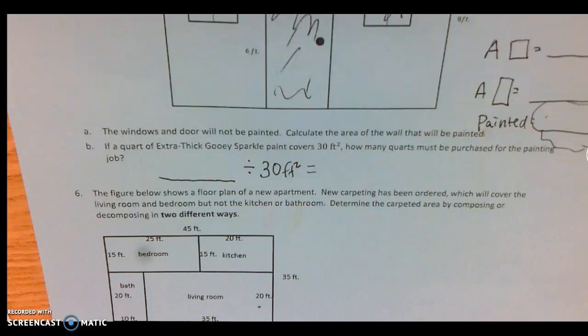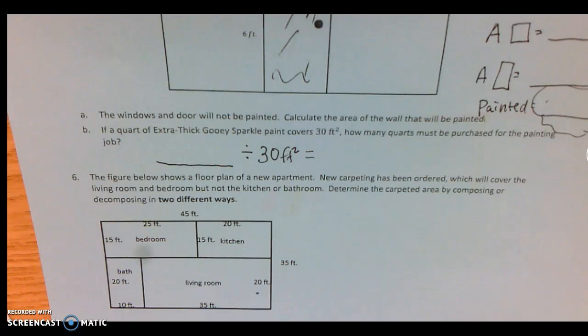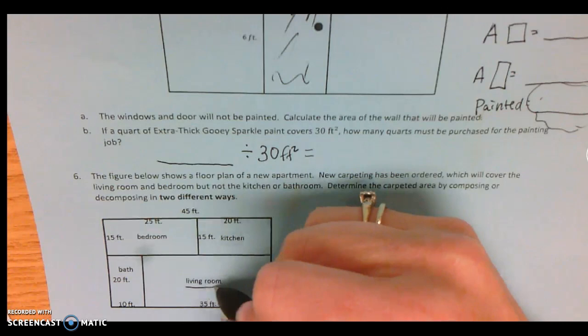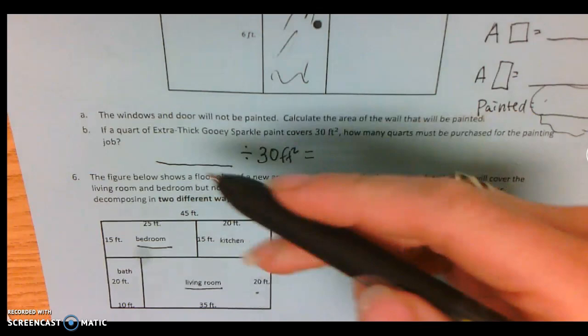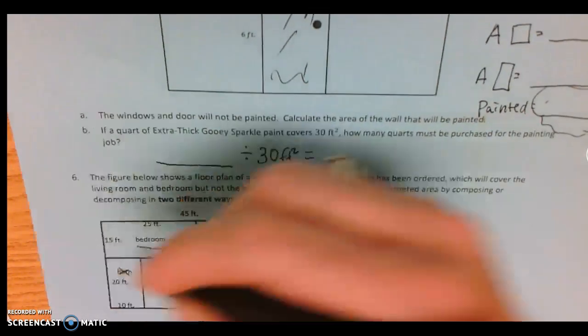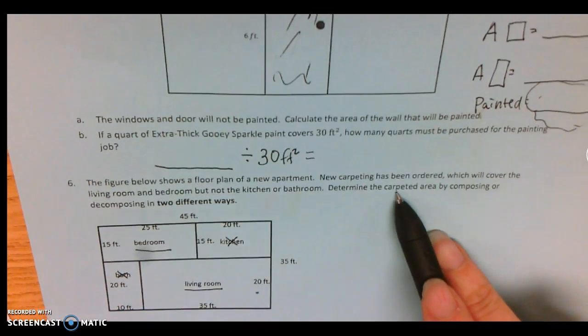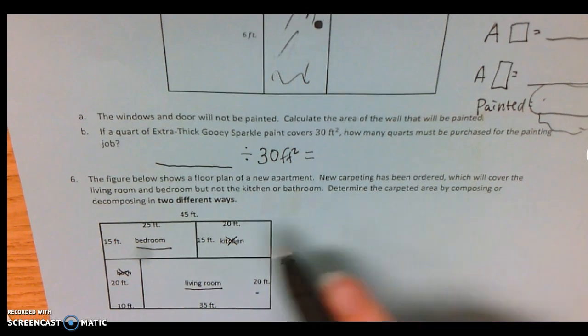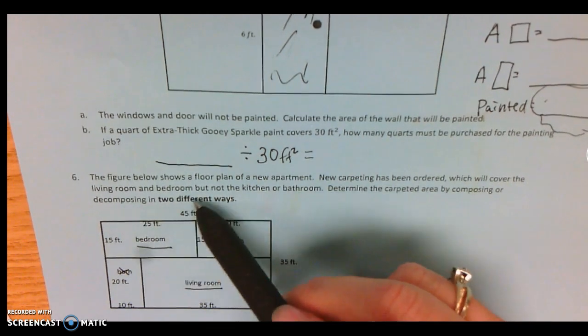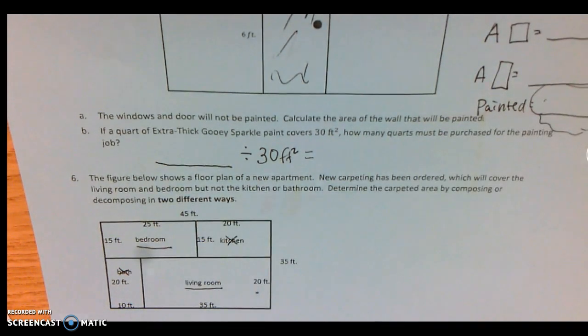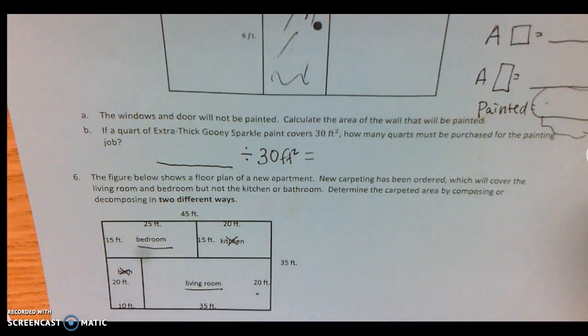Okay. Number 6 says the figure below shows a floor plan of a new apartment. New carpeting has been ordered, which will cover the living room and bedroom. So we're covering this and this, but not the kitchen or bathroom. So we're not covering the kitchen or the bath. Determine the carpeted area by composing or decomposing, meaning putting together or taking apart, in 2 different ways. So that tells me they want me to be flexible in my learning here.